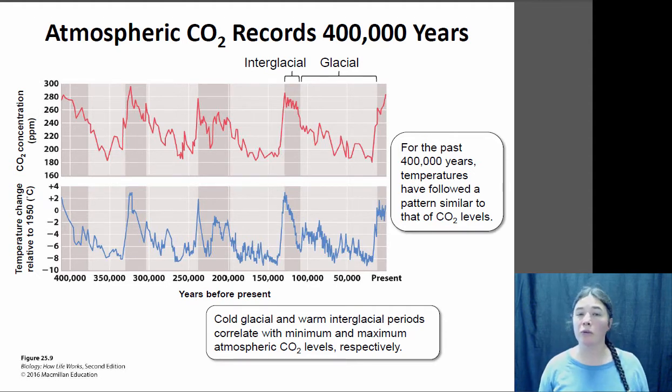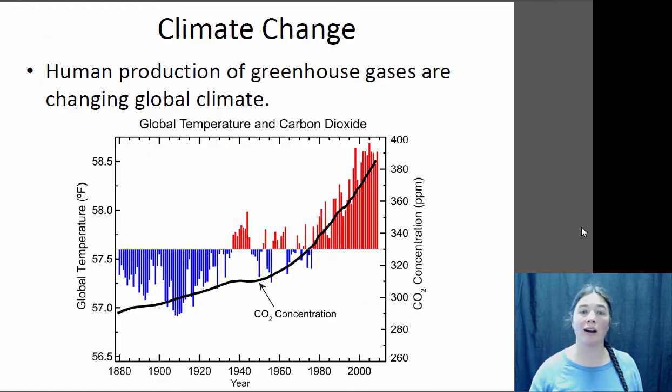And so because of this really tight correlation between carbon dioxide and global temperatures, we expect that because carbon dioxide levels are very high, we're going to see more temperature rises. And that's exactly what we've been seeing. So this is current temperature data that's been measured throughout the globe over the last 130 years. And we are seeing a very large global temperature spike.